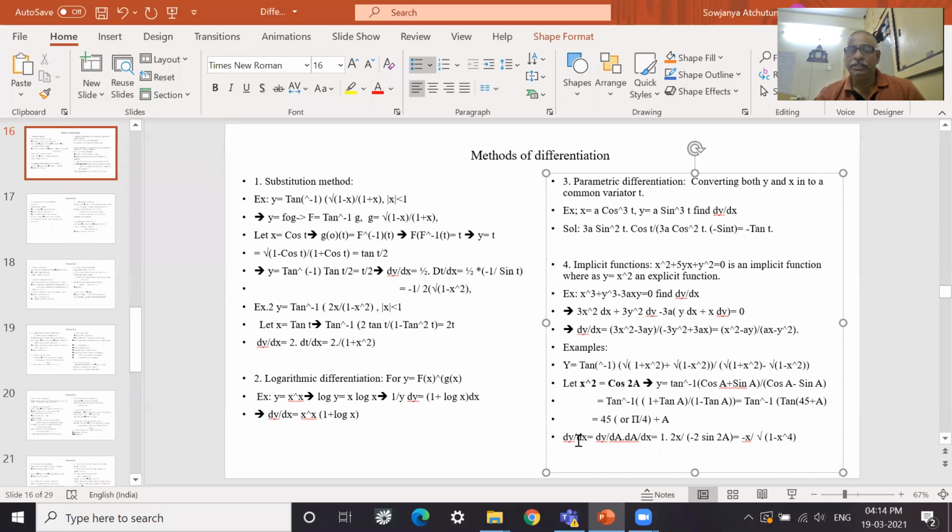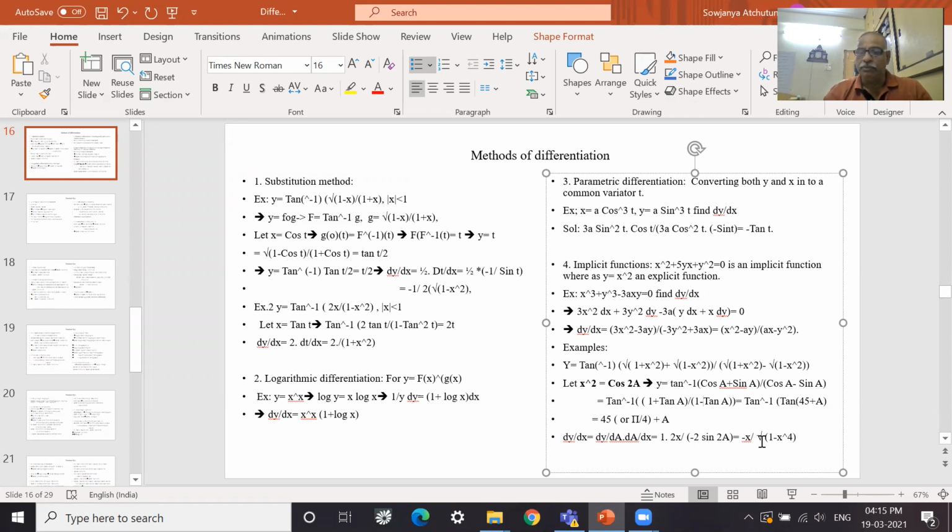So now dy by dx is dy by dA into dA by dx. So this becomes 0 plus 1 into dA by dx. What is a? We got cos 2a as x square. So differentiating, 2x dx is equal to minus sin 2a into 2 dA. Converting sin 2a from cos 2a, it is square root of 1 minus x to the power of 4. So we get minus x by square root of 1 minus x to the power of 4.